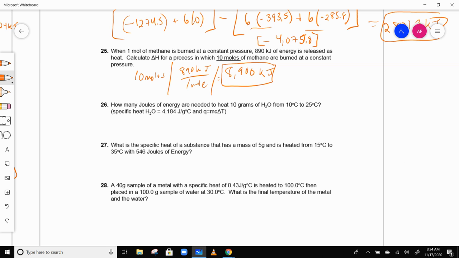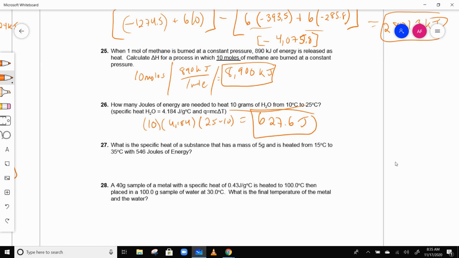Next one, heat 10 grams of H2O from 10 to 25. This one is just Q equals MC delta T. And you get 627.6. That's joules.